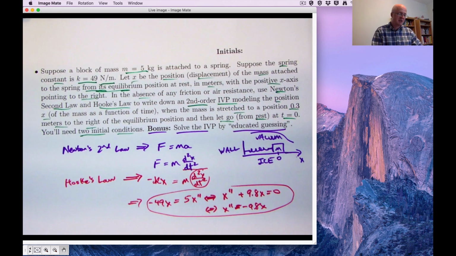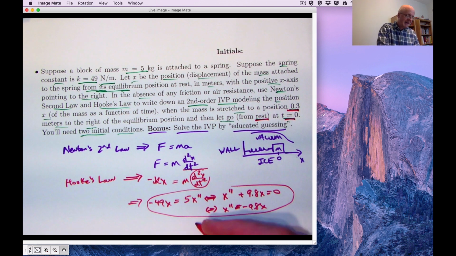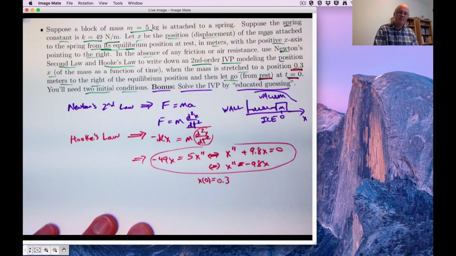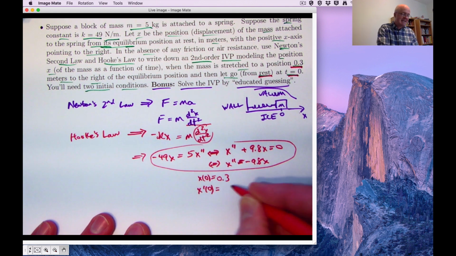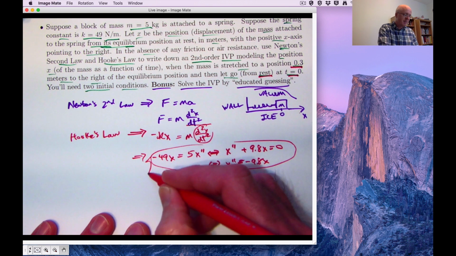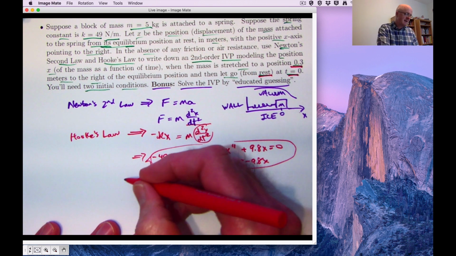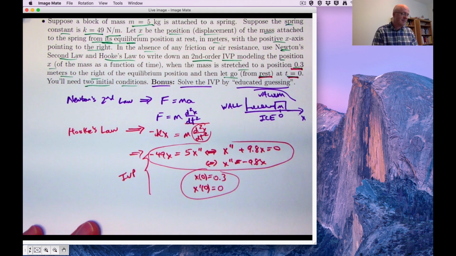We also need these initial conditions: position 0.3 when t is 0, released from rest when t is 0. So x of 0 is 0.3, and x prime of 0, the velocity, is 0. When I include those initial conditions as an initial value problem with 2 initial conditions, that is the answer, without doing the bonus yet.